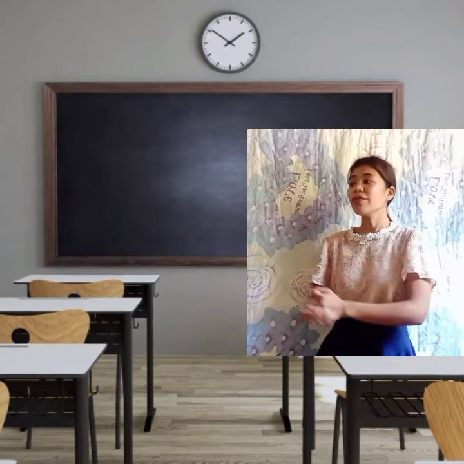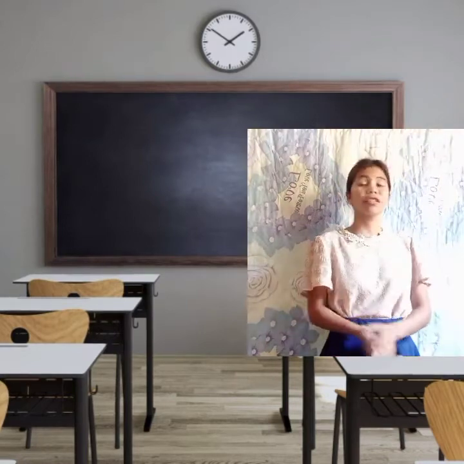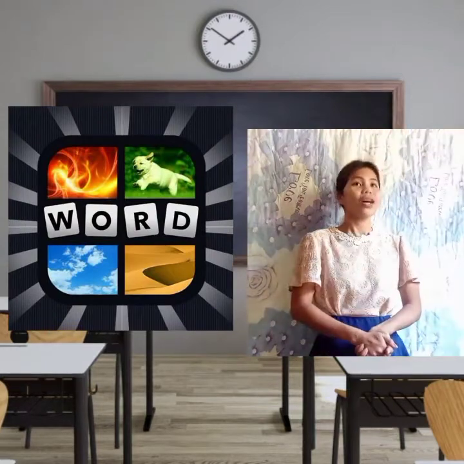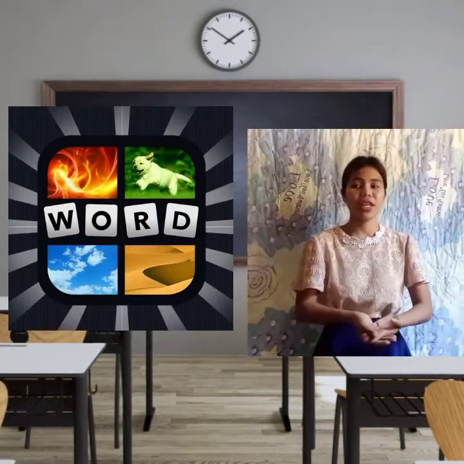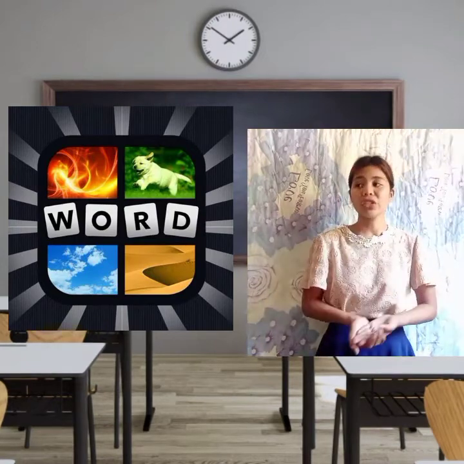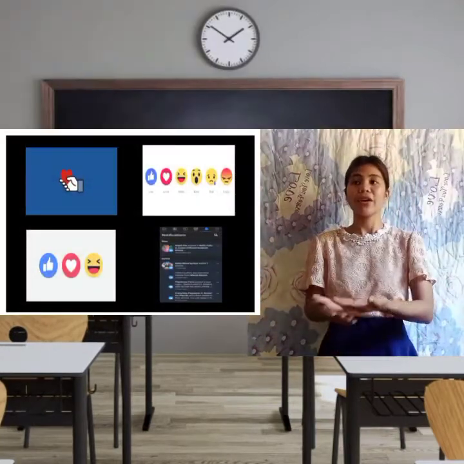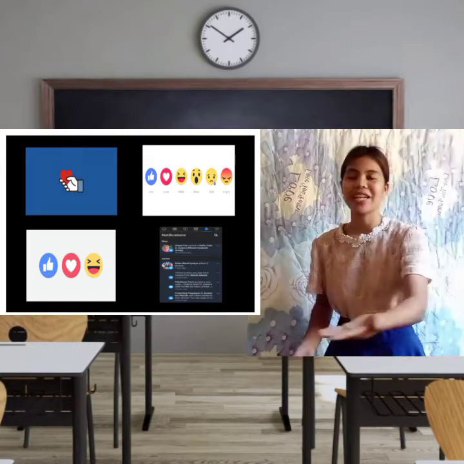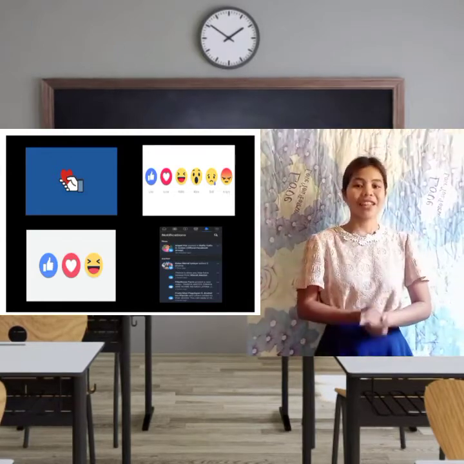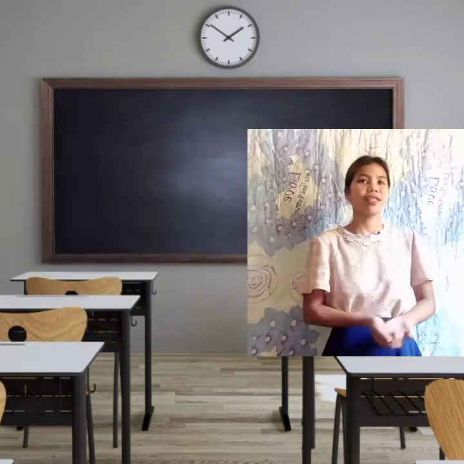So, class, before we proceed, I have first an activity for you. This activity is called four pics, one word. All you have to do, class, is to guess what the images that I'm going to show you are trying to portray. So here is the first one. Class, what is your idea, or who can guess what it is? Yes, Brenda. Okay, very good. That is Facebook.